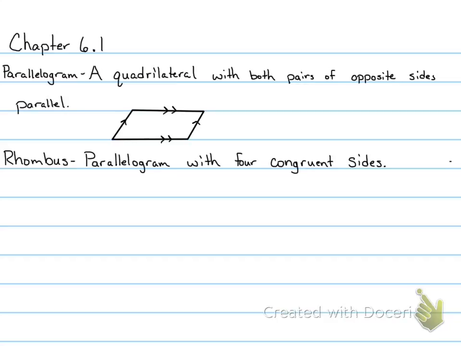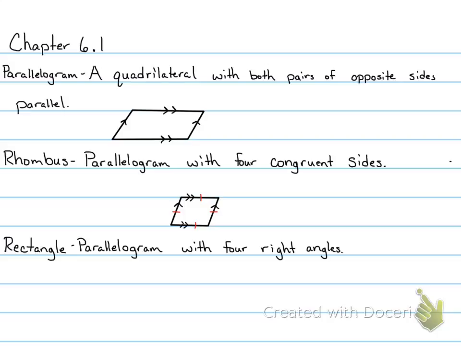A rhombus is a parallelogram with four congruent sides. So we know that our parallelogram has four sides. It's a parallelogram, hence the arrows. And the extra information is that all four sides are the same size. So we'll represent that with the red tick marks.